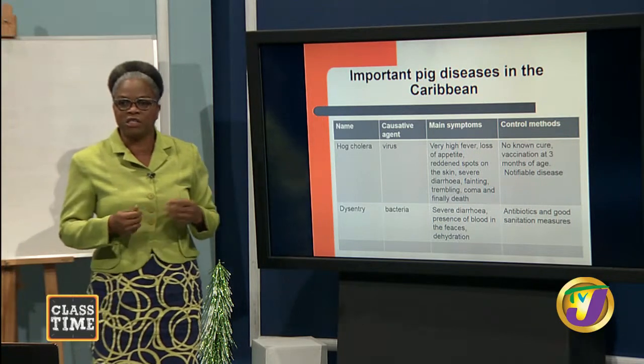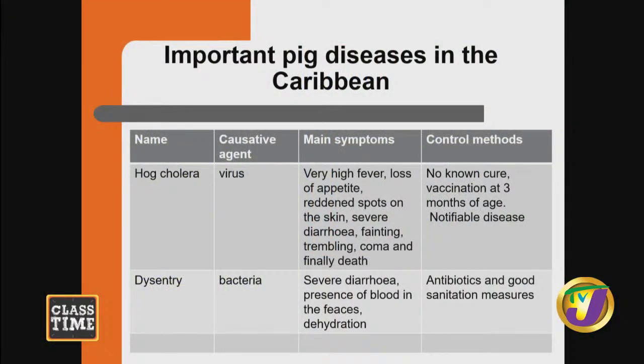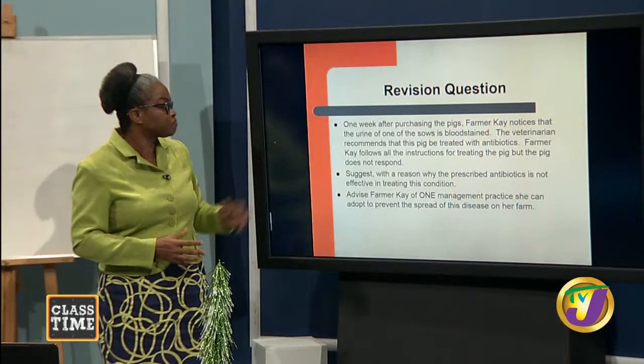Next disease, dysentery, and it's caused by a bacteria. You're going to have severe diarrhea. Once animals come down with the diarrhea, students, it's going to affect their productivity. Good? But in this diarrhea, we're going to see presence of blood in the feces, and the animal is going to become dehydrated. Control methods, antibiotics, and good sanitation measures must be practiced.